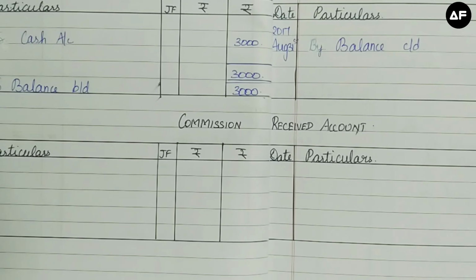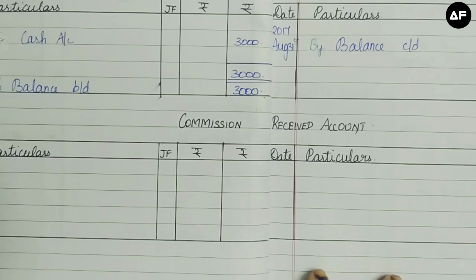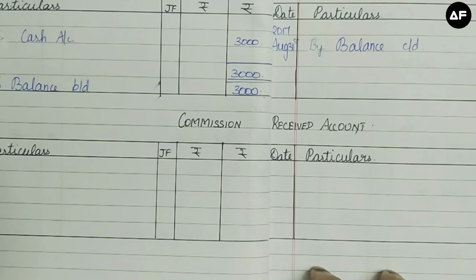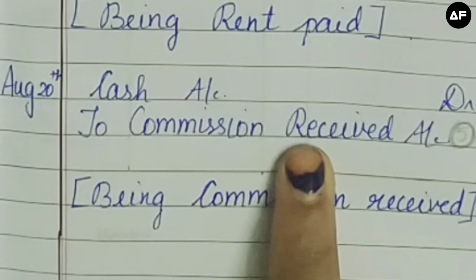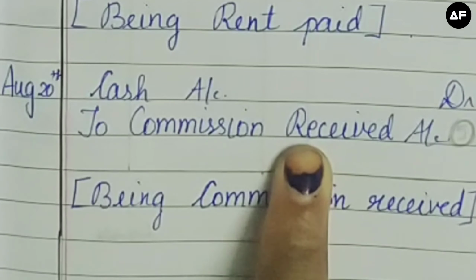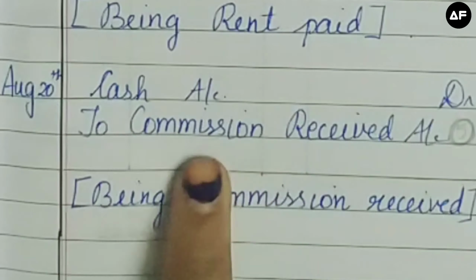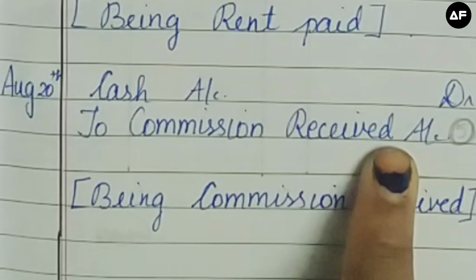Next, let's start with the commission received account. I've written down the format. Let's go to the journal entries and find out the posting. According to the journal entries, there's only one transaction with commission received, that is cash account debited to commission received account. The commission received is in the credit.